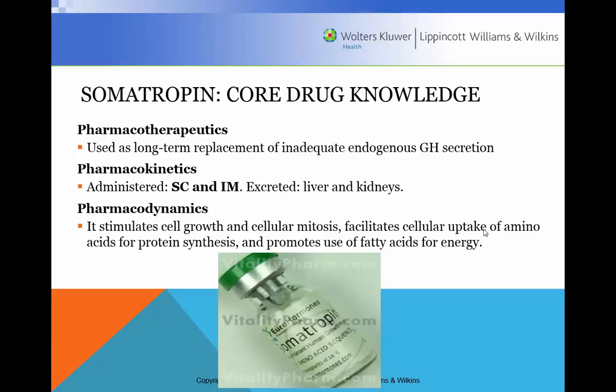Pharmacotherapeutics. It is used as a long-term replacement of inadequate endogenous growth hormone secretion. Pharmacokinetics. It is administered sub-Q and IM. It's excreted in the liver and the kidneys. It stimulates cell growth and cellular mitosis and facilitates cellular uptake of amino acids for protein synthesis and promotes use of fatty acids for energy.